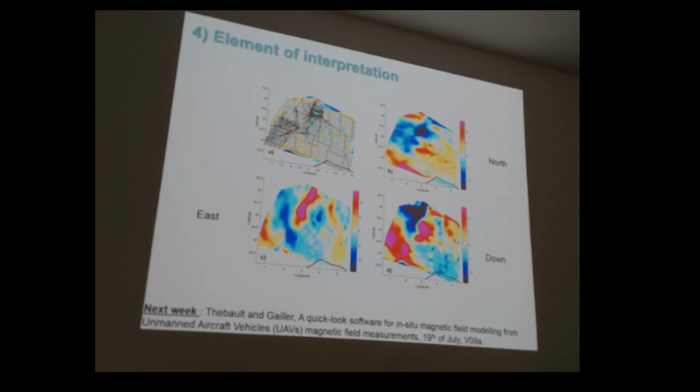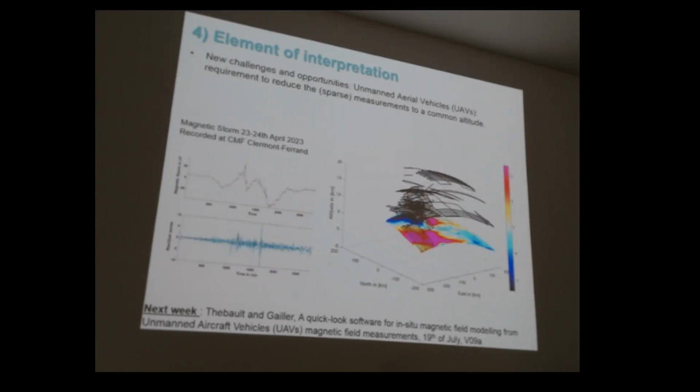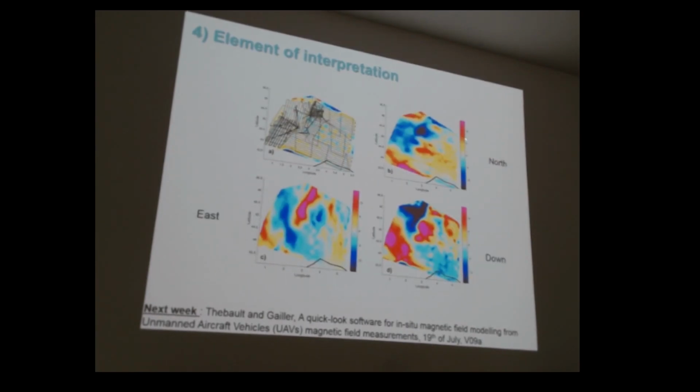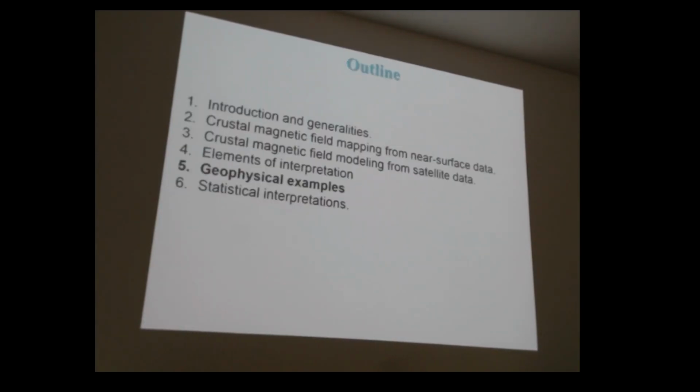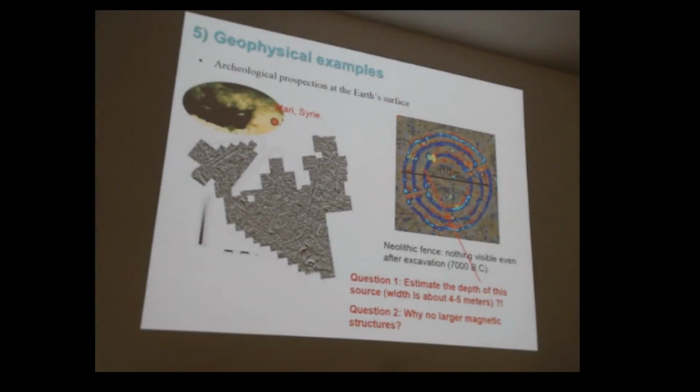So for instance, for this data here, this is the intensity data. You can correct it for the core field and so on. You can recover the north direction, the east direction. You see that there might be a structure here in the north direction, minus, plus, and the vertical component is showing you a lot of structure.